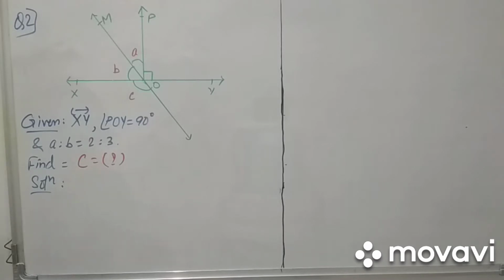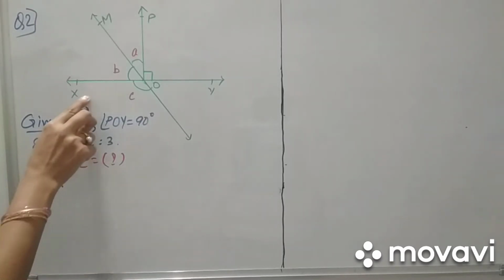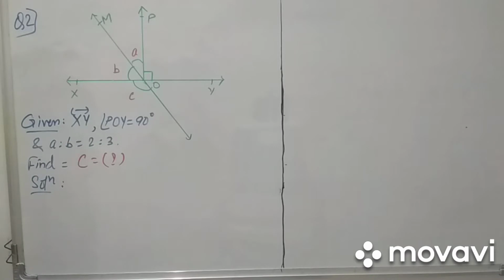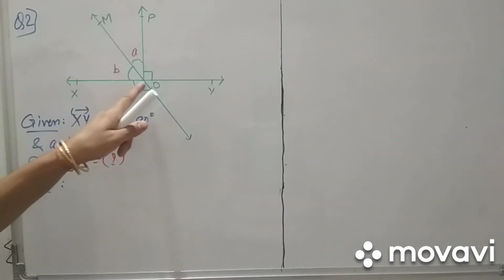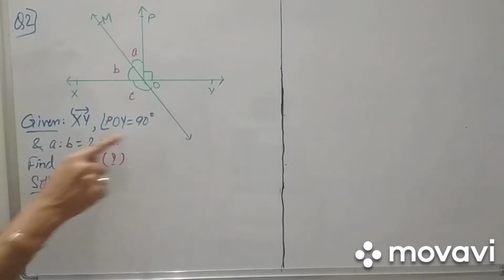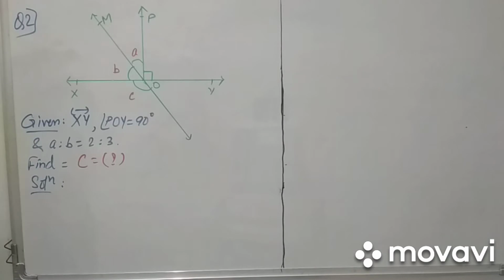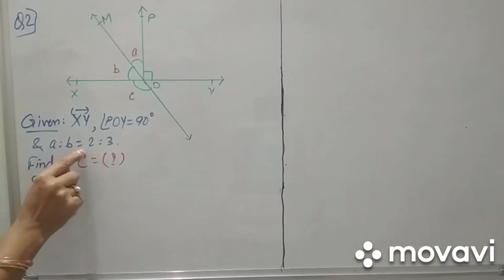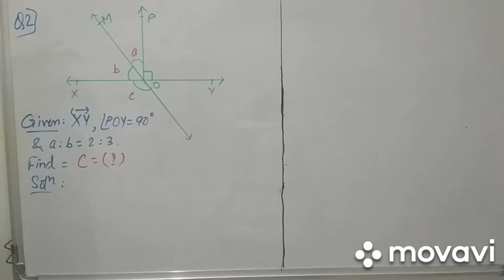From this exercise, this is the last sum which we are doing. Now here, what is given to us? Line XY is given to us, and over that a ray PO stands and forms an angle of 90 degree. Secondly, A is to B is equal to 2 is to 3 is the ratio of the angles.